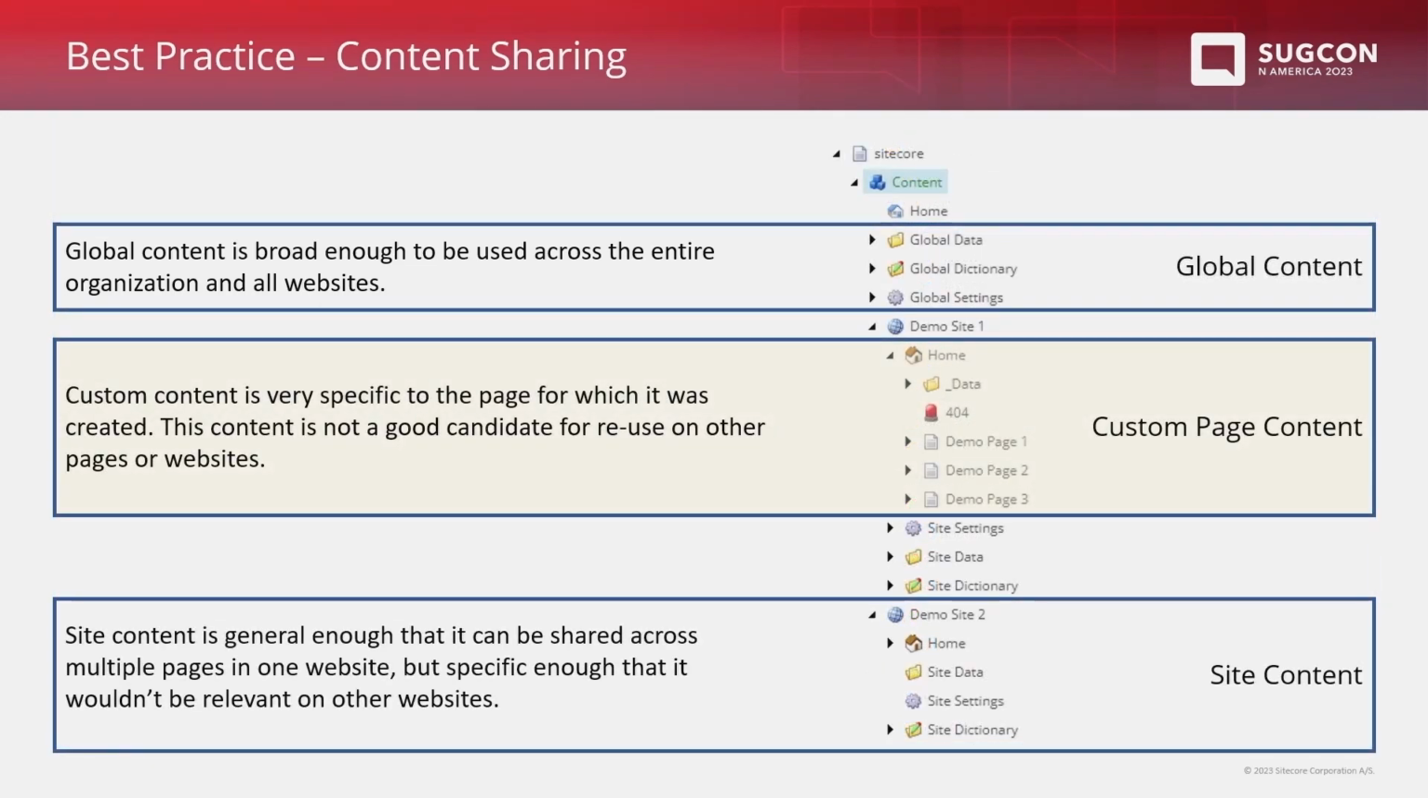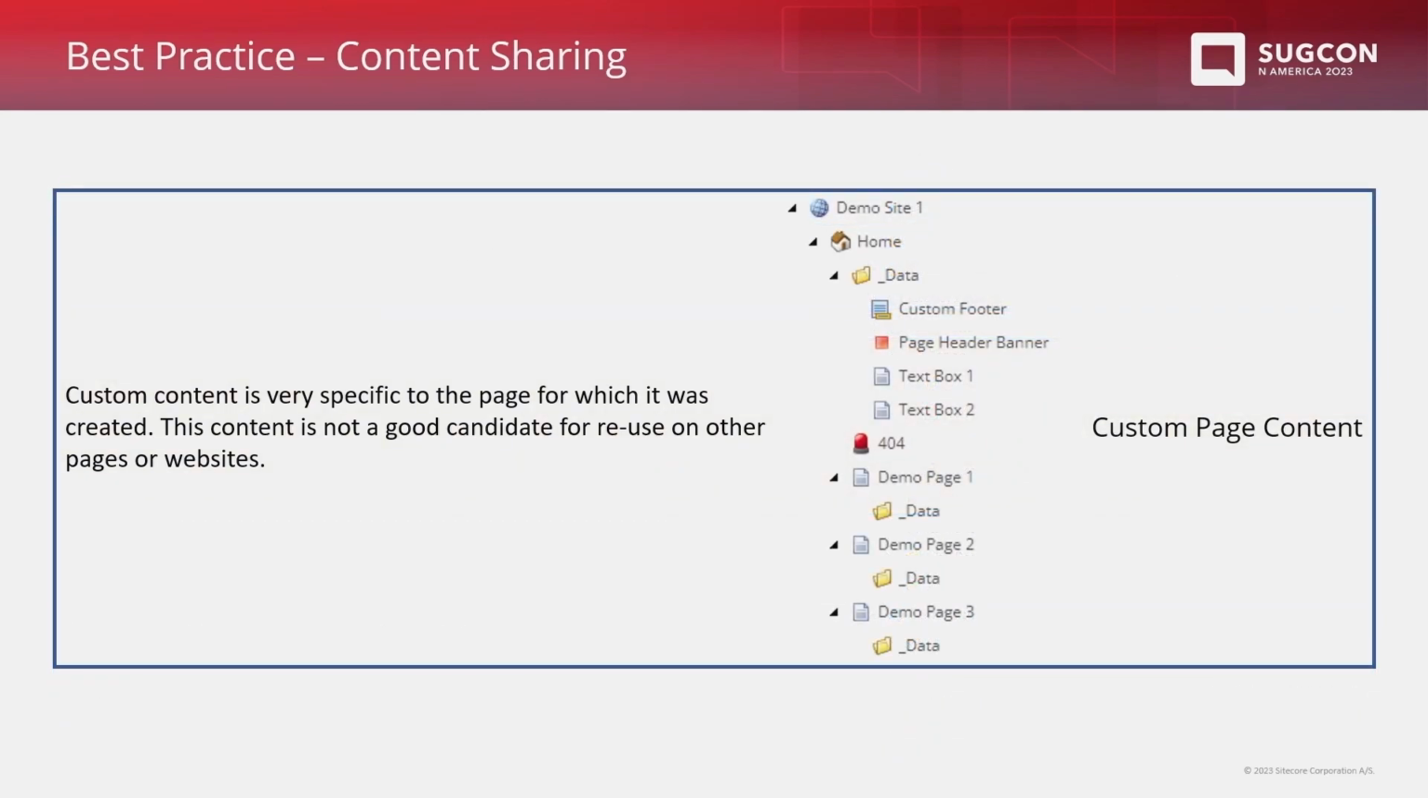The next one is custom content for a page. Now, this is content that's only applicable for a specific page. So you can see here, under my home page, I have a data folder. I have this really neat thing here that I'm not using. Oh, I guess it's not working. Oh, there it is. So you've got this data folder under the home page, and this only contains content that is applicable to the home page here.